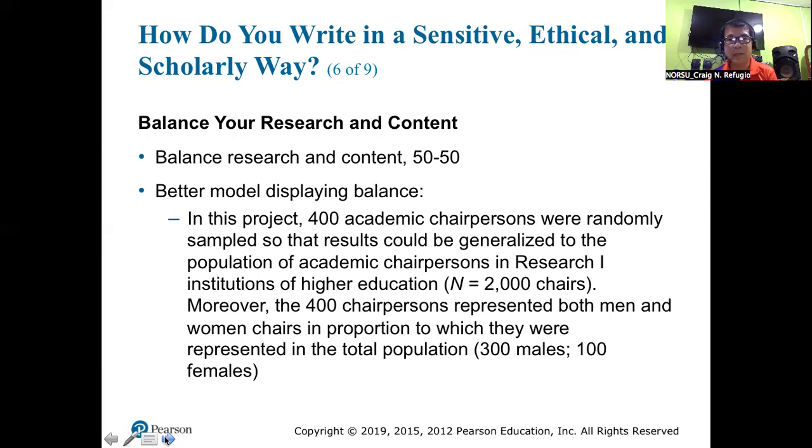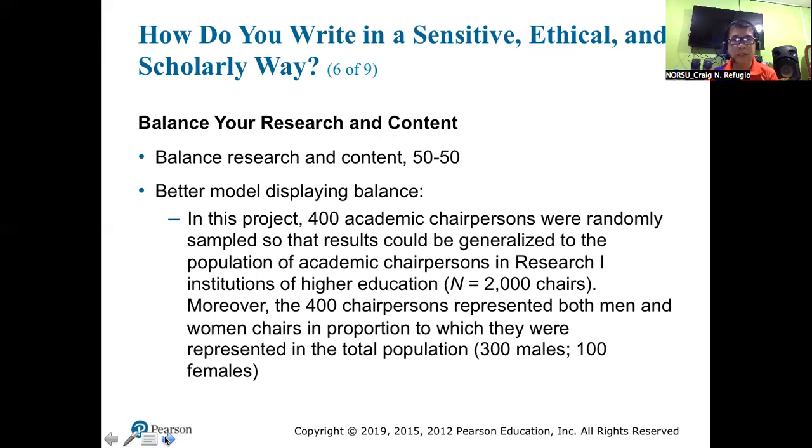Capital letter N is equal to 2,000 chairpersons. When you encounter capital letter N, that represents the population, and that is equal to the total number of members of the population. When you encounter small letter n, that refers to the sample size, and the sample size is representative of the total population. Remember that I mentioned that we use a sample because the population is so big and it is impractical for us to collect data from each member of the population.